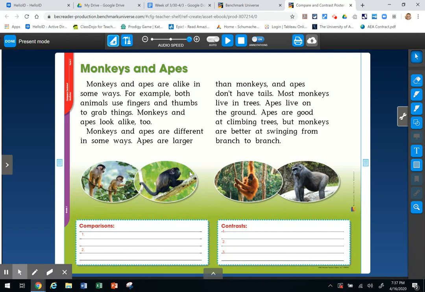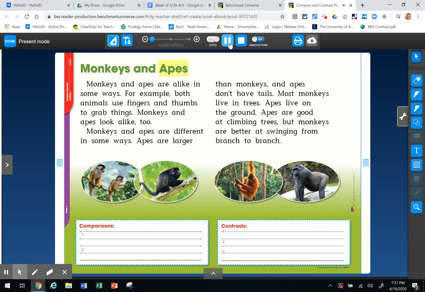Remember, compare and contrast means to talk about how two things are the same or similar or alike, and how two things are different. Okay, so looking at the pictures, these two guys over here are monkeys, and these two guys over here are different kinds of apes. Okay. All right, so I'm going to have them read it to you, and while it's reading it to you, think about how are these two animals the same? How are they different?